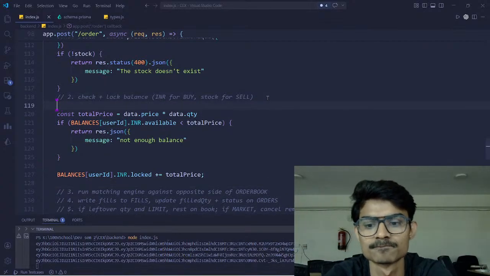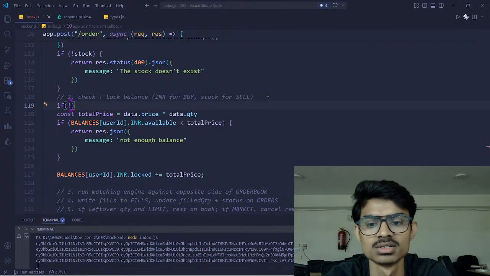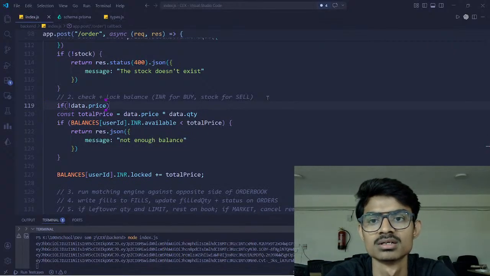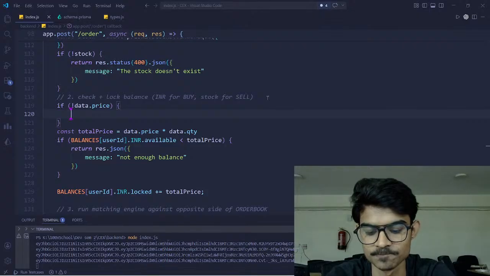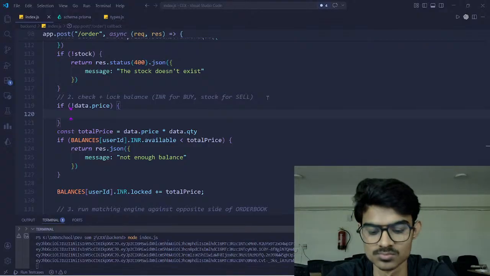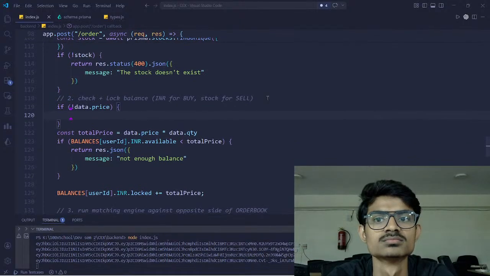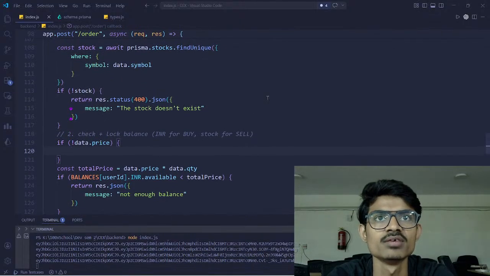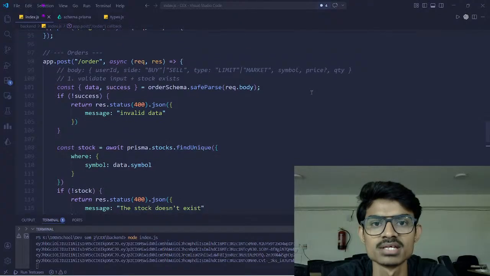If not data.price, then it's definitely a market order. What if? So there's a lot of checks. If it is a limit order and you don't give a price, then you will say please give a price, right?